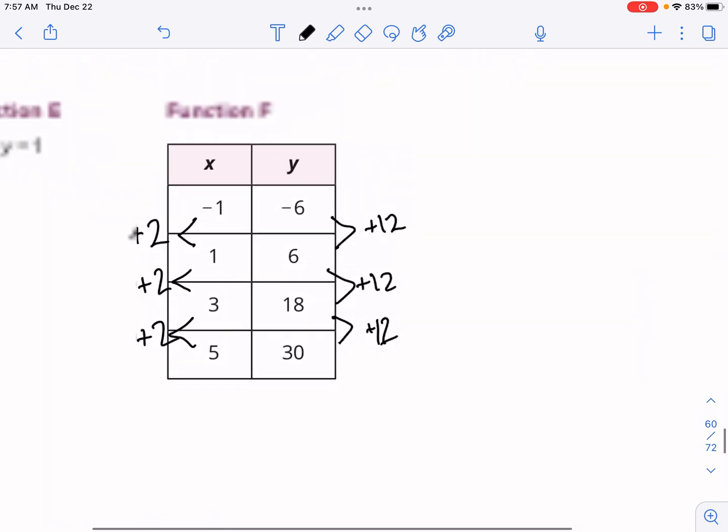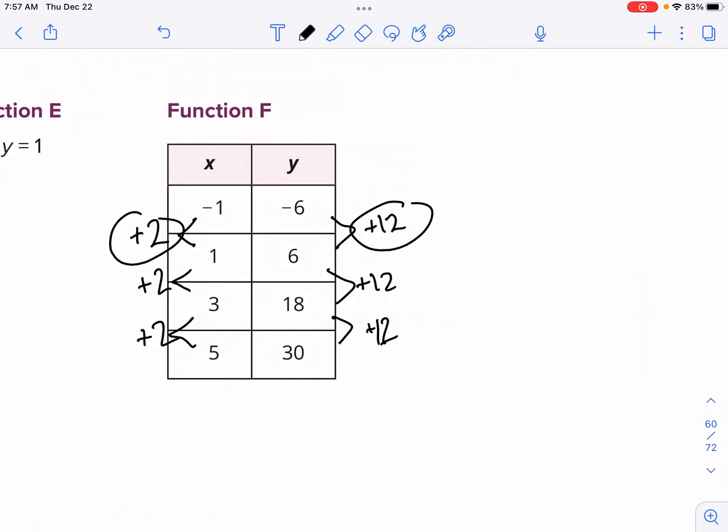So it actually doesn't matter which one we choose. We can choose the first one. It's always change of y over change in x, so 12 divided by 2.